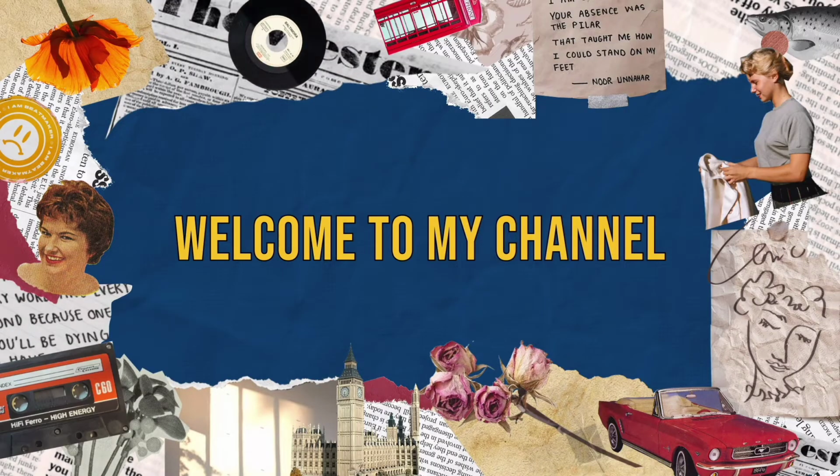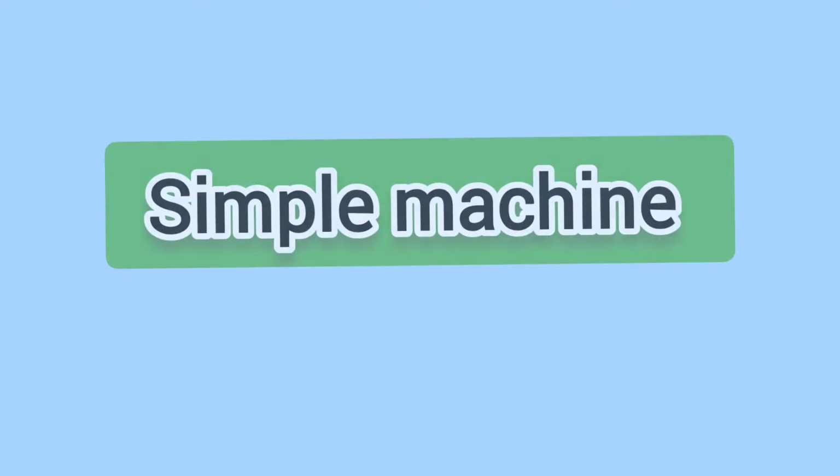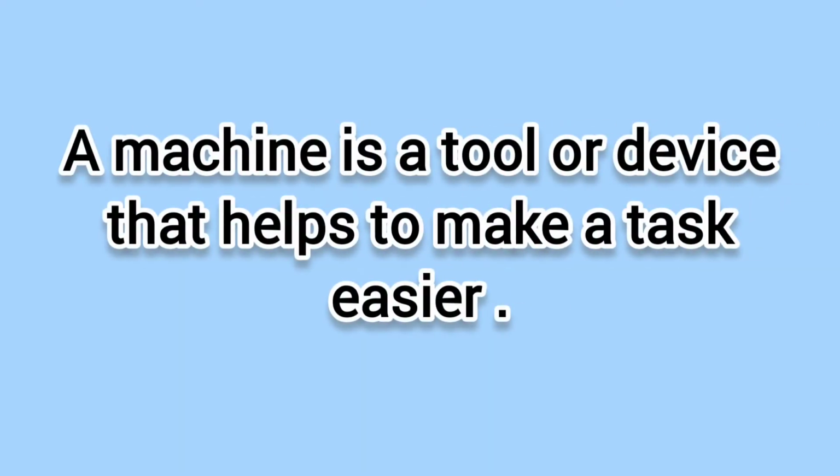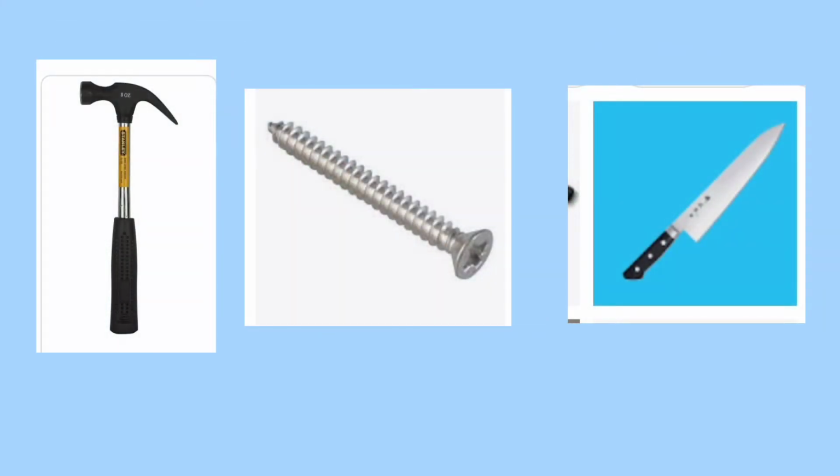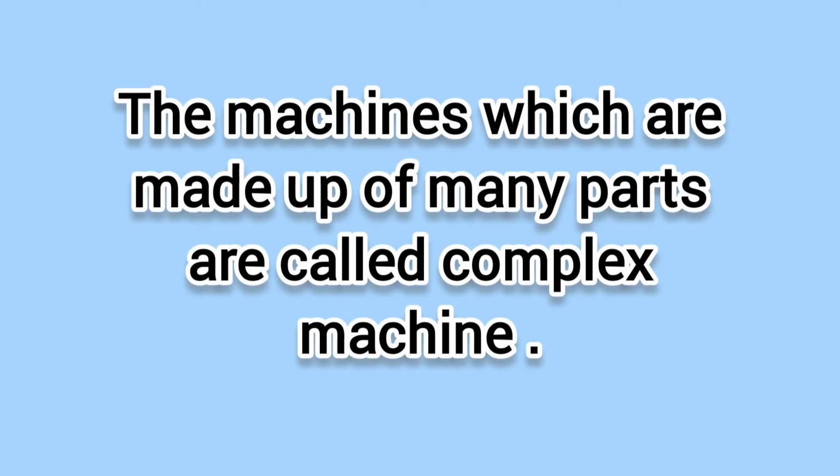In today's video, we will learn about simple machines. A machine is a tool or device that helps to make a task easier. We use so many machines in our daily life to make our work easier. Some machines are simple and some are complex. The machines which are made up of many parts are called complex machines.